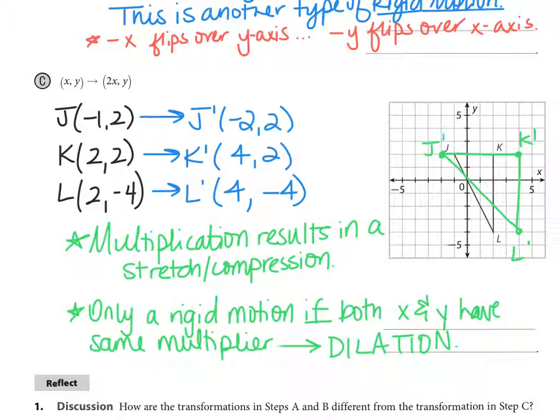So if I had multiplied both of these by 2, it would have made the entire figure twice as large in all directions. So it actually would have been the same shape, just larger. If that happens, so 1, it's a rigid motion, and 2, we call that a dilation. Otherwise, this is just called a non-rigid motion. So this example itself, you probably are going to want to write down, is called a non-rigid motion.